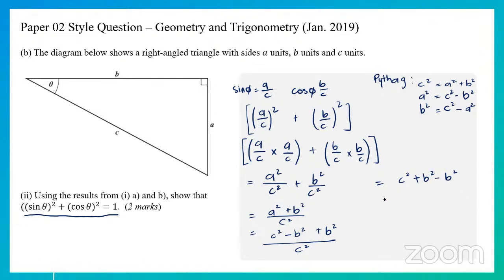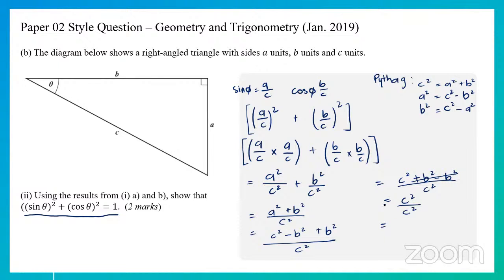Right. So I switched over the positive B and the negative B. I switched them and put them over C squared. All right, so C squared plus B squared minus B squared all over C squared. B cancels out B, and we're left with C squared over C squared.